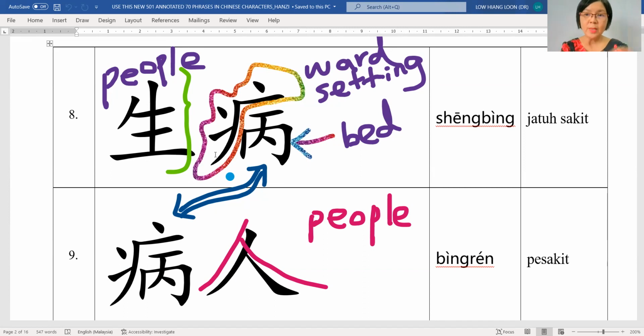So this whole thing is 生病. And you know already this is 病, and the second character is 人. 人 is people. So when you see sick and then you see people, it means sick people. Sick people is pesakit, meaning patient. All right.